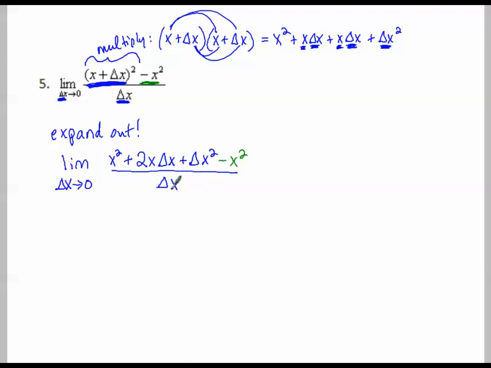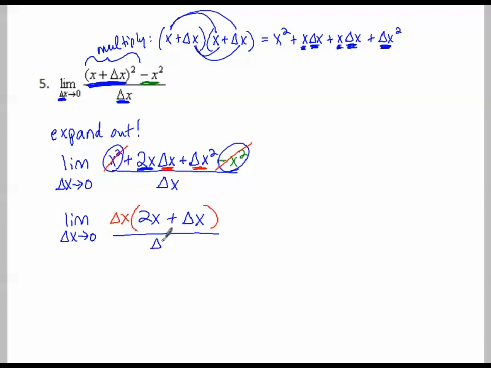Now we can combine some like terms. Rather, they get rid of each other. So this becomes the limit as delta x approaches 0. These two guys subtracted away. With what we have left, we can factor out a delta x. So I'm going to factor out delta x, and what's left over from the first one is 2x and 1 delta x from the last one, all over delta x.